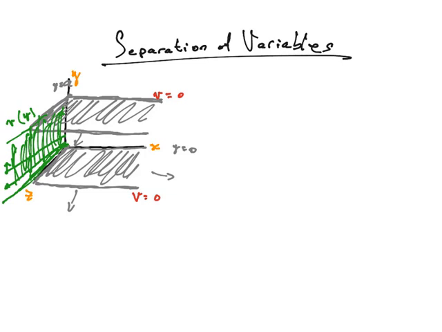Maybe it's constant. Maybe the potential is everywhere V naught. Or maybe it increases linearly with y, so the higher up you go, the stronger the potential is. Or it's sinusoidal, or whatever. It's got some functional form. We don't know what the functional form is. But we do know that it only depends on y. It has no z dependence. Nothing here has a z dependence.